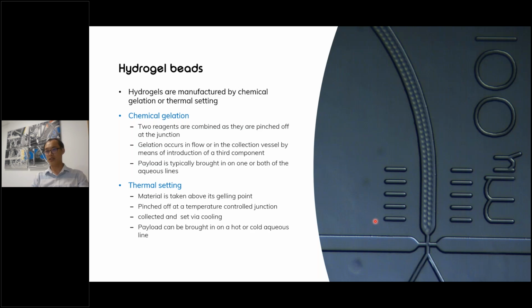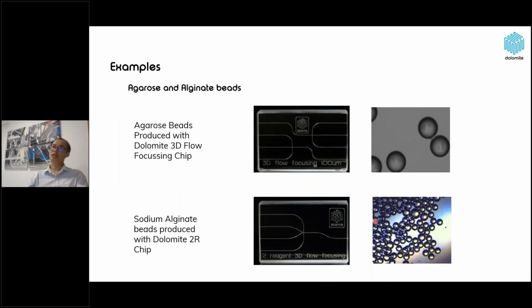For the thermosetting method, the material is taken above its gel point, like agarose, and it's pinched off at the temperature-controlled junction and collected and set through cooling. In this case, the payload can be brought in on a hot or cold aqueous side. So here is an example of making agarose and alginate beads using our microfluidic chip. This one shows the agarose beads we produce with the Dolomite 3D flow focusing chip, by a thermal treating process.